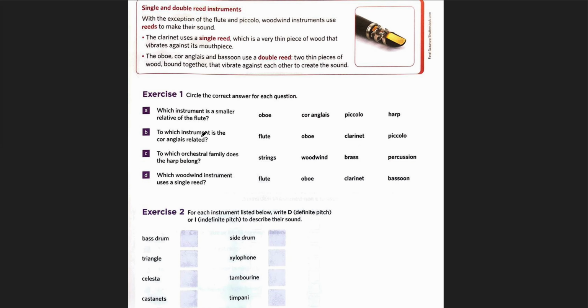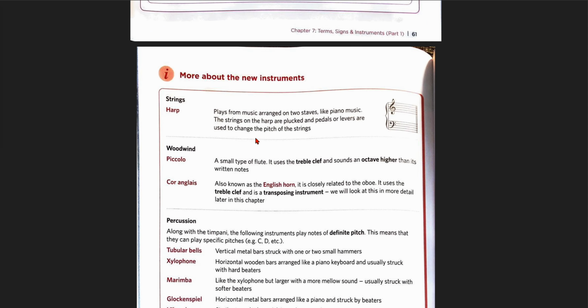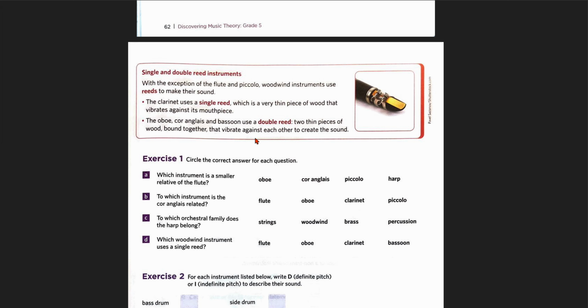Exercise 1. Circle the correct answer for each question. Which instrument is a smaller relative of the flute? Well, if we know our instruments, we can go back to the piccolo. It's in the treble clef and it's woodwind, so this is the piccolo. To which instrument is the cor anglais related? Well, the cor anglais is very related to the oboe.